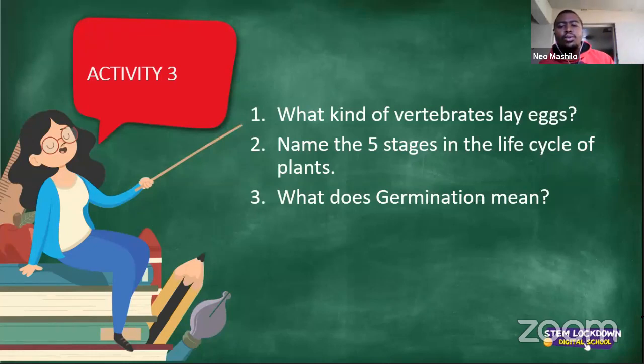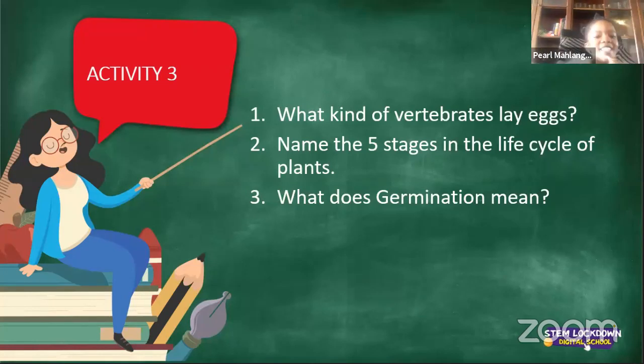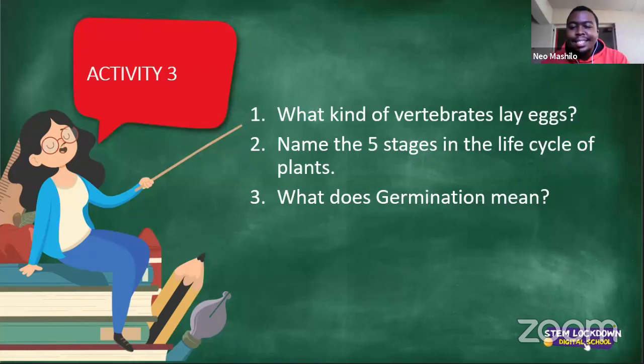All right. Number 2, name the 5 stages in the life cycle of a plant. Sir, Pearl. Germinating. That's a process, it's not a stage. Stages, guys, stages. Yes, Nathan.